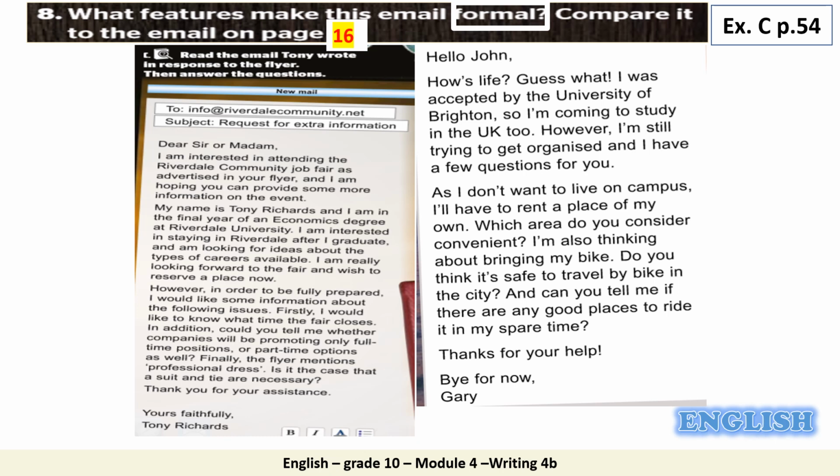Question 8. What features make this email formal? Compare it to the email on page 16. This is the formal email and this is the informal email from page 16. I want you to pause the video for a minute and try to figure out the difference between these two emails and figure out what features are covered here and what features are covered here. Pause, work, and let's go through this.